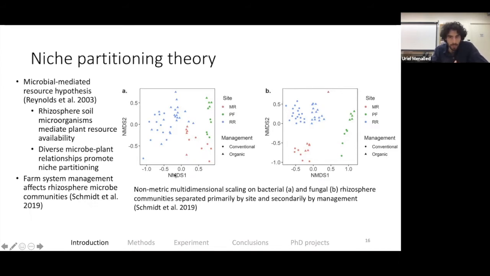This hypothesis has interesting contextualization when taken into account with research that has shown that farm system management can affect rhizosphere microbe communities. And so that's displayed in these two plots. These two plots are non-metric multidimensional scaling plots, which means that they're ordinations. Okay, so each of these points shows an entire rhizospheric community. And A is bacterial rhizospheric communities, whereas B is fungal rhizospheric communities. So the greater the distance between points, the more different communities are, okay?